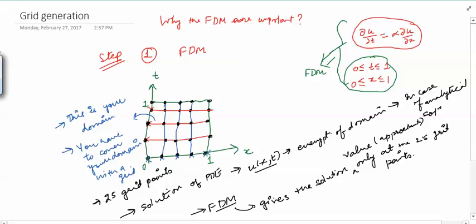The finite difference method will tell you the value of the solution only at these grid points, right? So let us see this more clearly. Suppose I consider the PDE ∂u/∂t = α ∂²u/∂x², with the domain 0 < x < 1 and t > 0. Suppose this is the differential equation I am having.